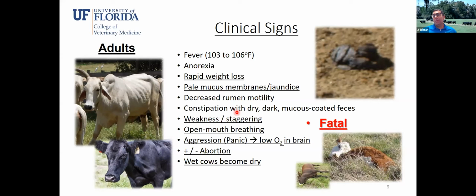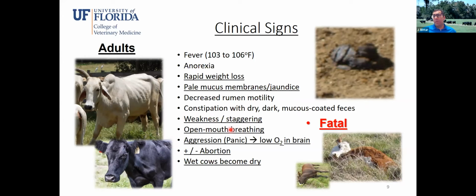They have constipation with dry feces. You can see here, that's not a good picture, my apologies, but you can see the rings on the feces. And then you're going to see those feces coated with some mucus. It's not a specific sign for anaplasmosis, but it shows that the rumen is not working well. Then you can easily see the cows or the bulls or the adult animals being weak and staggering.